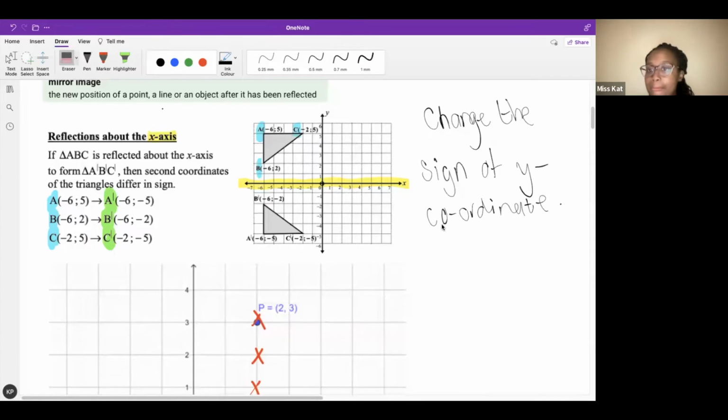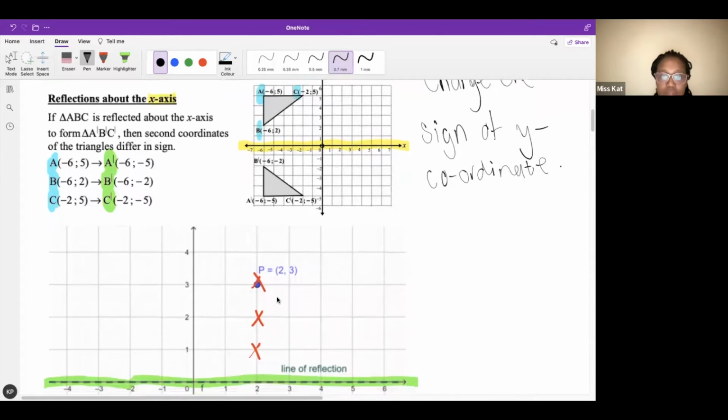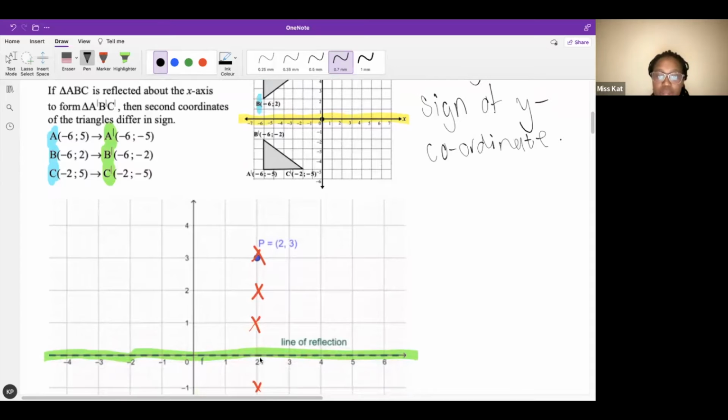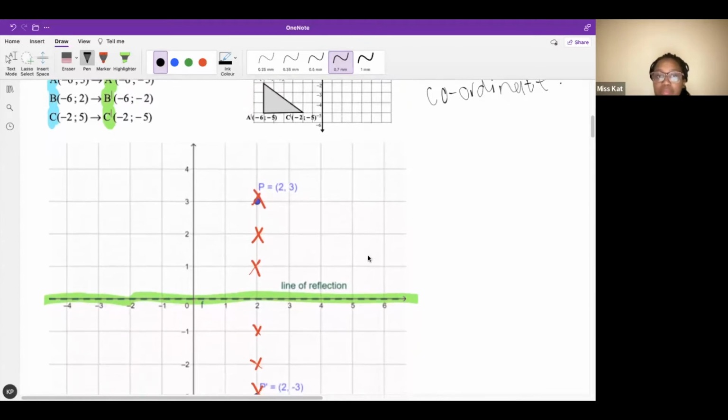Yes, Palesa? Ma'am, when you're counting from the mirror, do you count literally on top of the mirror or the next line? The next one. Look here. You see I didn't put it on the mirror? Oh, yes, ma'am. So you count from the next one. 1, 2, 3. Okay. Thank you, ma'am. That's all. You're welcome. Yes, Sai.